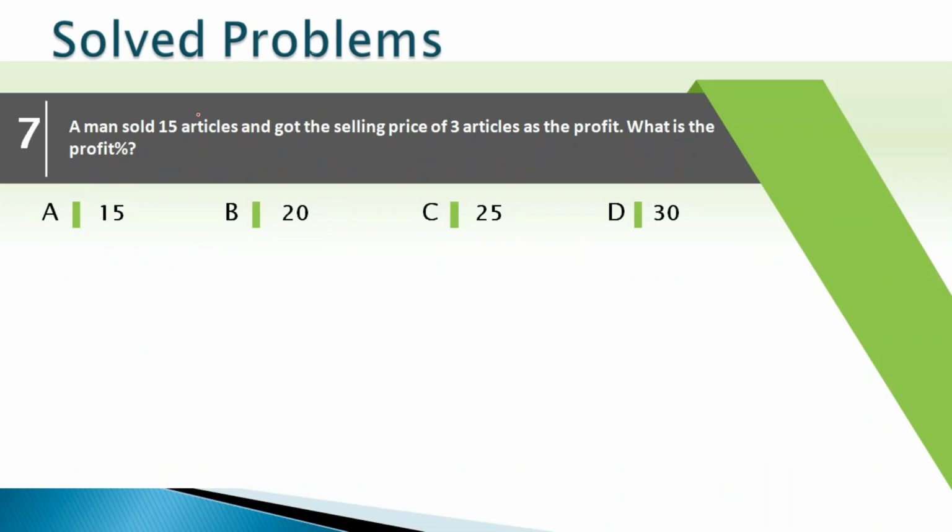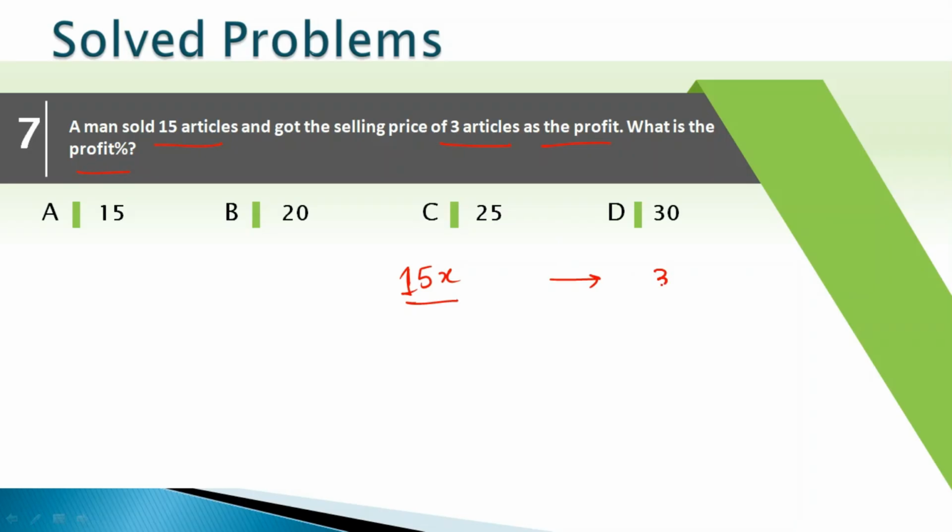Next question. A man sold 15 articles and got the selling price of 3 articles as profit. What is the profit percentage? A man sold 15 articles. Let's say the selling price of each article was X. So total selling price was 15X. And he got 3 articles as profit.